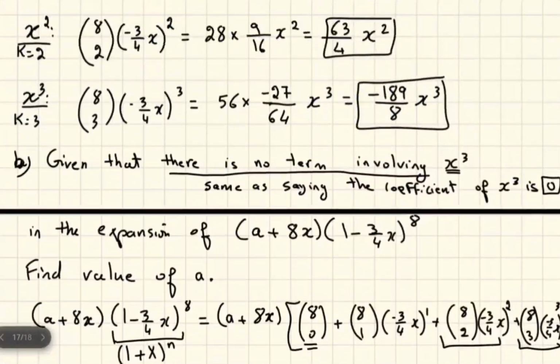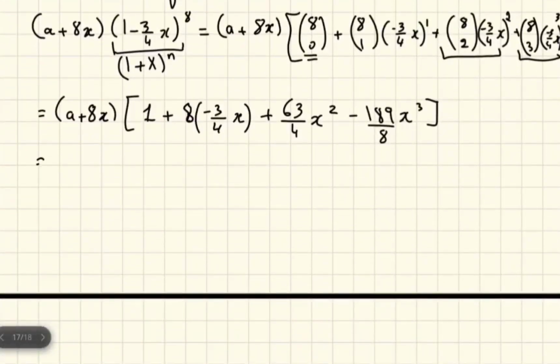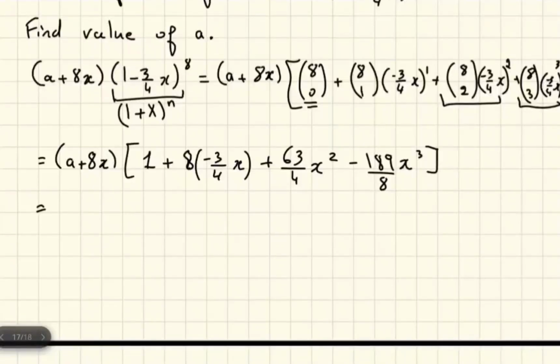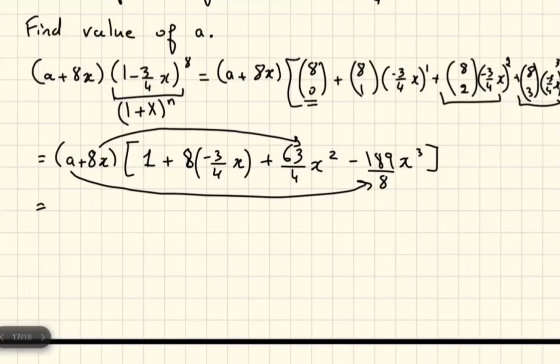See, I'm using the previous ones. Now, here you can proceed in different ways. If you notice that we need x cubed, you can look at when you distribute the a to the x cubed, this term will give you x cubed, and when you distribute the 8x to 63 over 4x squared, this will give you x cubed. Instead of distributing the whole thing, you can just do this and that, and that's it, because no other term will give me x cubed.